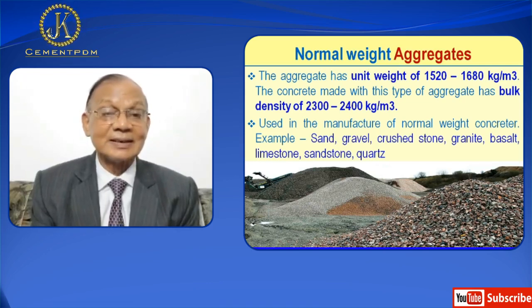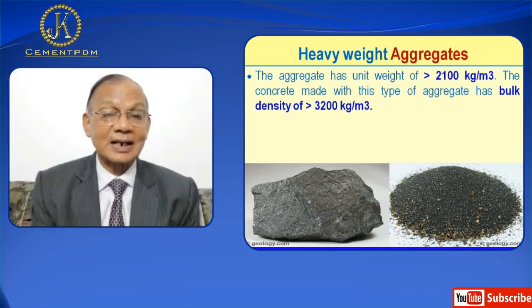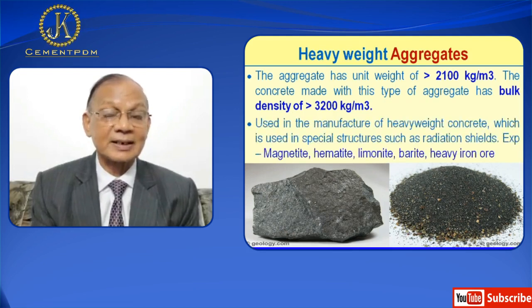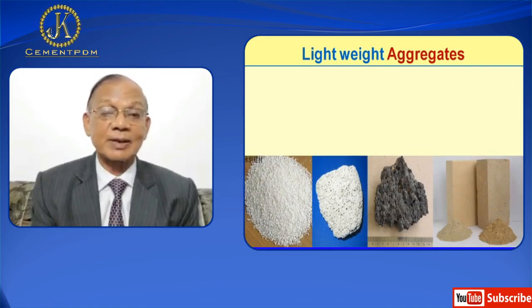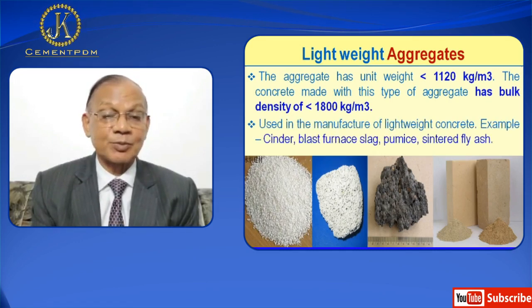Now, heavyweight aggregate. The aggregate has weight of more than 2100 kg per cubic meter. The concrete made with this type of aggregate has bulk density of more than 3200 kg per cubic meter. It is used in the manufacture of heavyweight concrete, which is used in special structures such as radiation shielding. Examples: magnetite, hematite, limonite, barite, heavy iron. And now, lightweight aggregate. The aggregate has unit weight less than 1120 kg per cubic meter. The concrete made with this type of aggregate has bulk density of less than 1800 kg per cubic meter. It is used in the manufacture of lightweight concrete. Examples: cinder, blast furnace slag, pumice, sintered pellets.